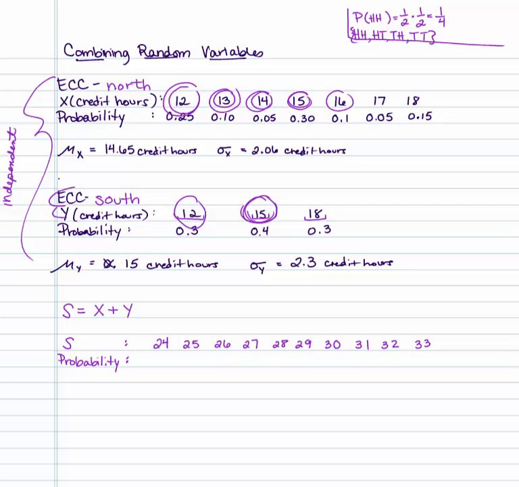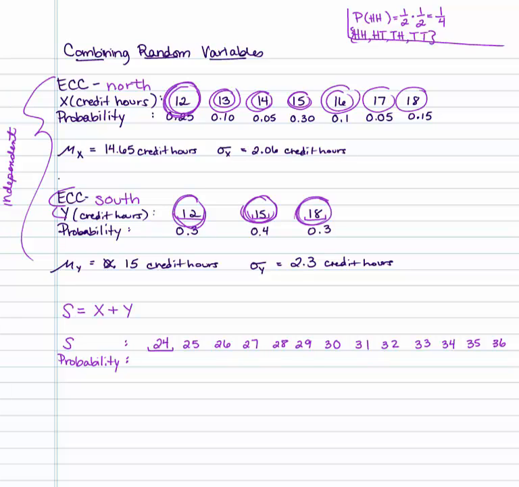I also need 12 plus 18. 30, I have that, 31, 32, 33, so 16 plus 18 would get me 34, and 17 plus 18. I need all the different combinations to make this, and that word combinations is going to come up more in the next section. To find the probability, because they're independent events, the probability of getting a 24 was made by 12 and 12.